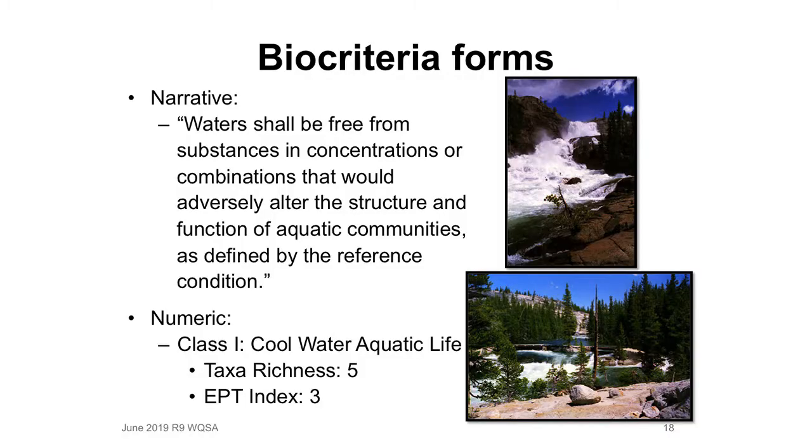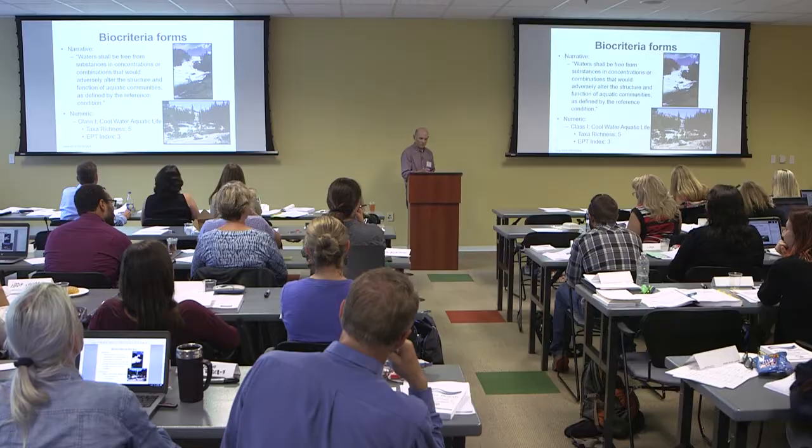So a couple of forms of biocriteria: they could be a narrative, or some states have numeric. This happens to be a case, I believe, from Maine, where they have class waters. Matt talked about class waters before. And so they have indices based on taxa richness and EPT, which is Ephemeroptera. Thank you, because I couldn't remember.